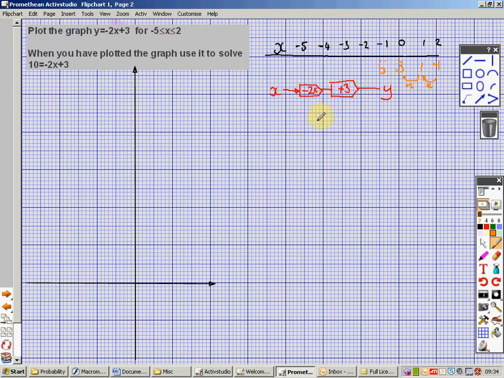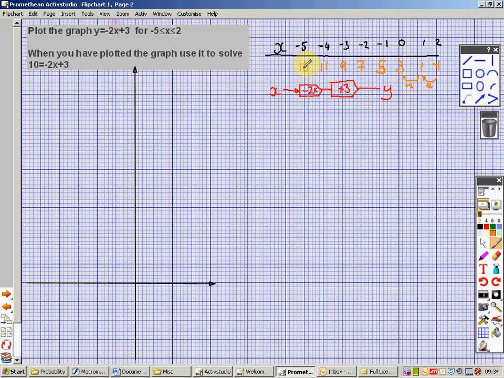Minus 1 times minus 2. Well, 1 times 2 is 2, and minus times a minus is a plus. So 2 plus 3 is 5. Minus 2 times minus 2 is plus 4. Plus 4, add 3 is 7. So it is going up. We don't need to keep going through this all the time now. We can just see what the pattern is. It's going up in 2s, 9, 11, 13.